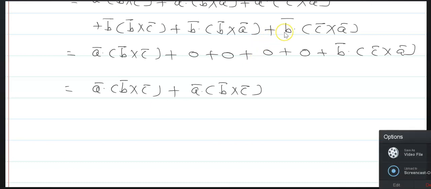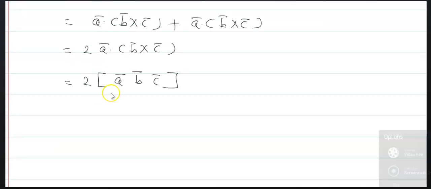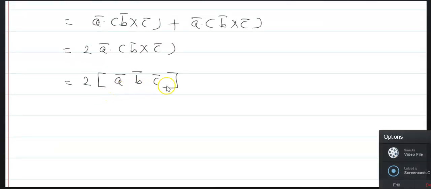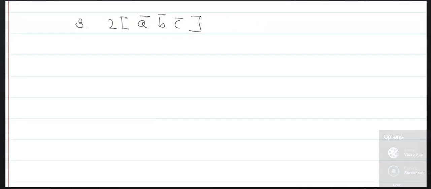Now see, this is the cyclic product, that is B bar dot in bracket C bar cross A bar can be written as A bar dot in bracket B bar cross C bar. If you add them, then you will get 2 times in bracket A bar dot in bracket B bar cross C bar, and this is nothing but the box product, that is A bar, B bar, C bar. That is, the third option is the correct one.